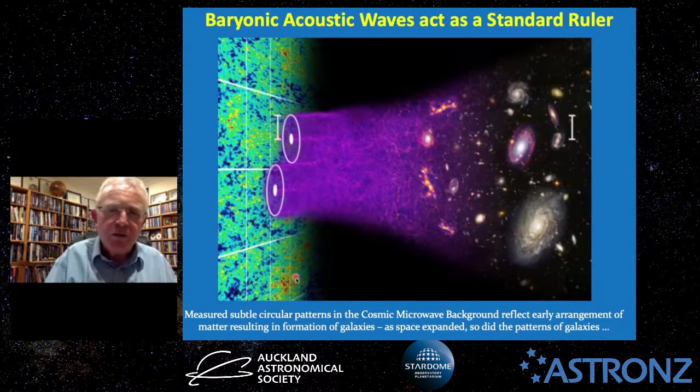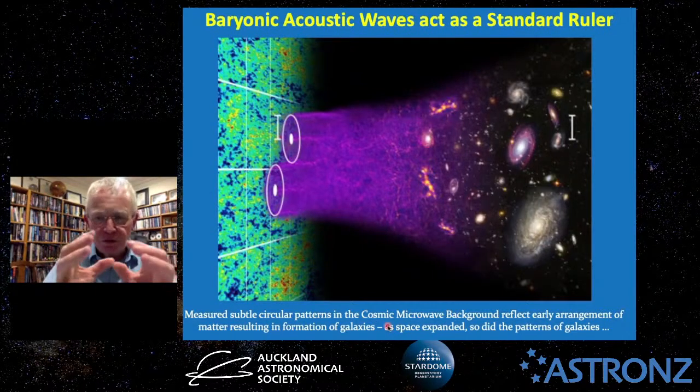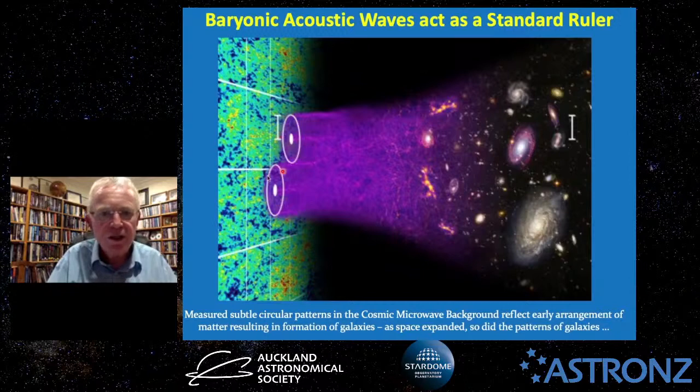And the relevance is that these little circular patterns resulted in the formation of matter, or the formation of galaxies. So you get patterns of galaxies. And as the universe continued to expand, so did these little circular patterns of the arrangement of galaxies. You can see it here. Here are the little microwave circular patterns, these baryonic acoustic waves. They spread out, and let's go to here.